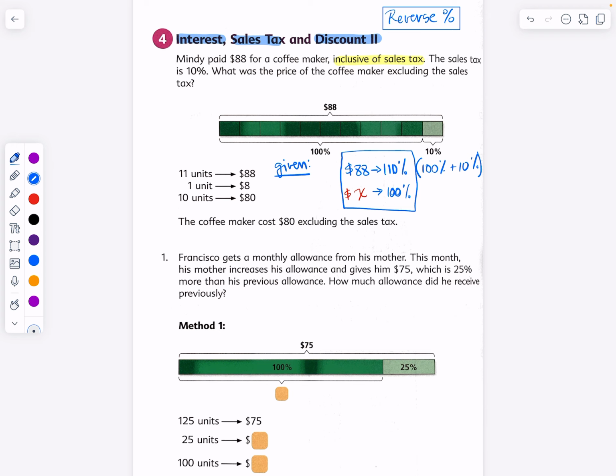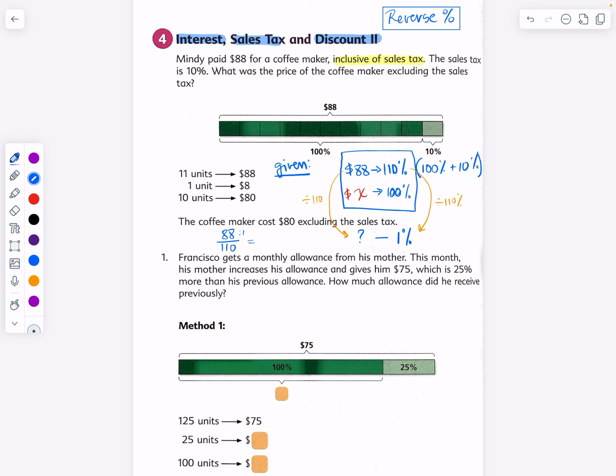How do we find 1%? Well, if $88 is 110%, to find 1% that means we have to divide by 110. Look, from 110, divide by 110. Therefore, what we do to the left, we must do to the right. That's one way of looking at it. Another way of looking at it is simply, if $88 is 110%, therefore 1% is 88 divided by 110. So let's go for it.